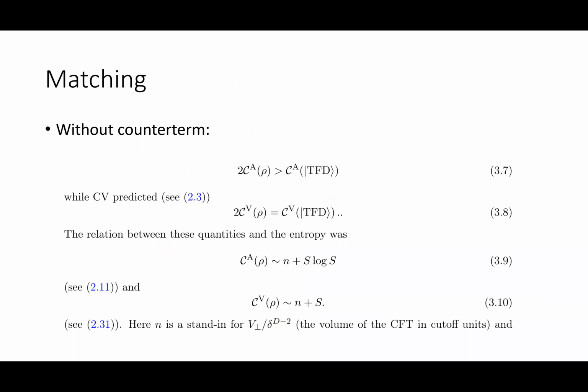So let's do the matching. First of all, without the counterterm, as I said, what you get is that twice the complexity in the action way of thinking of the left or the right is bigger than the complexity of the thermal field double. Whereas for CV, you get that twice the complexity is exactly equal to the thermal field double complexity. And we found from our calculation without the counterterm that the action was like the number of qubits, where that's basically the volume in cutoff units plus s log s, and that the volume is the number of qubits plus s.